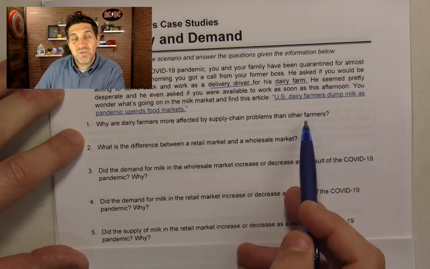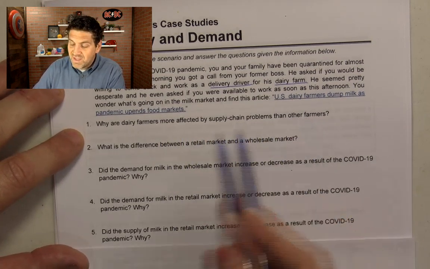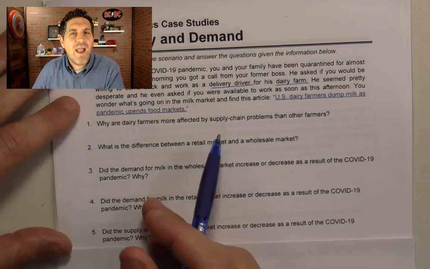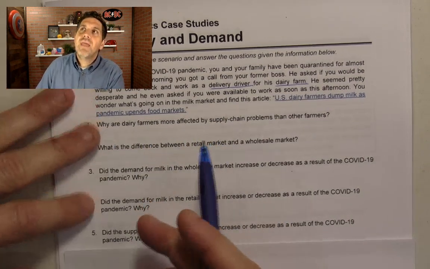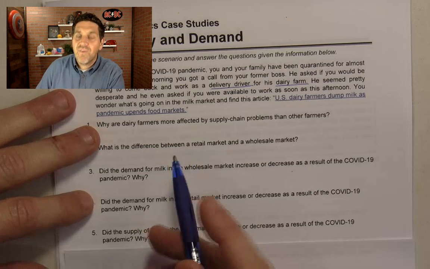So meat farmers or wheat farmers or corn farmers are not affected as much as dairy farmers. You could probably figure that out if you think about it long enough: the product of dairy is different.